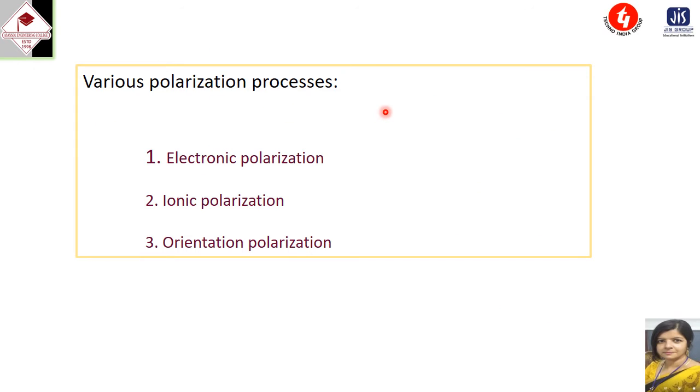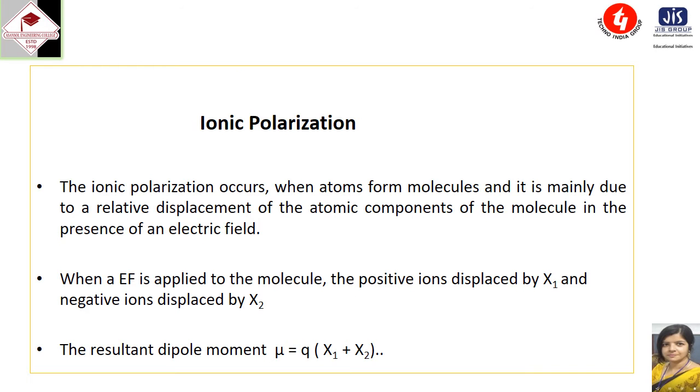Various polarization processes: electronic polarization, ionic polarization and orientational polarization. So there are three types of polarization. Now going in detail in the next slide.